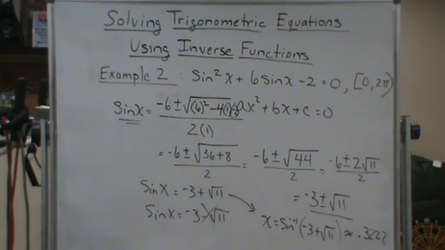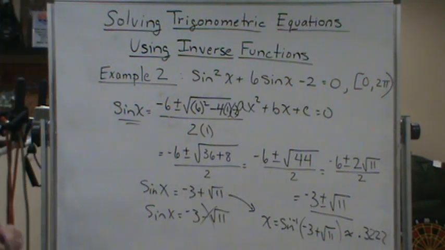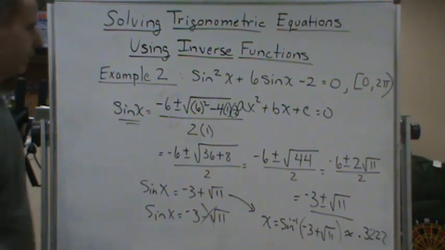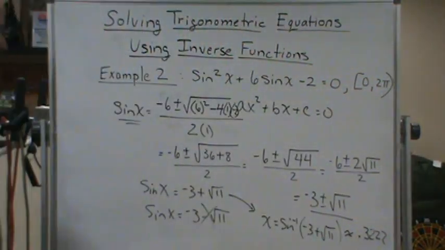By the way, since it's positive, we know sine is positive in either the first or second quadrant. Oh, and by the way, they give us a restricted domain of 0 to 2 pi.